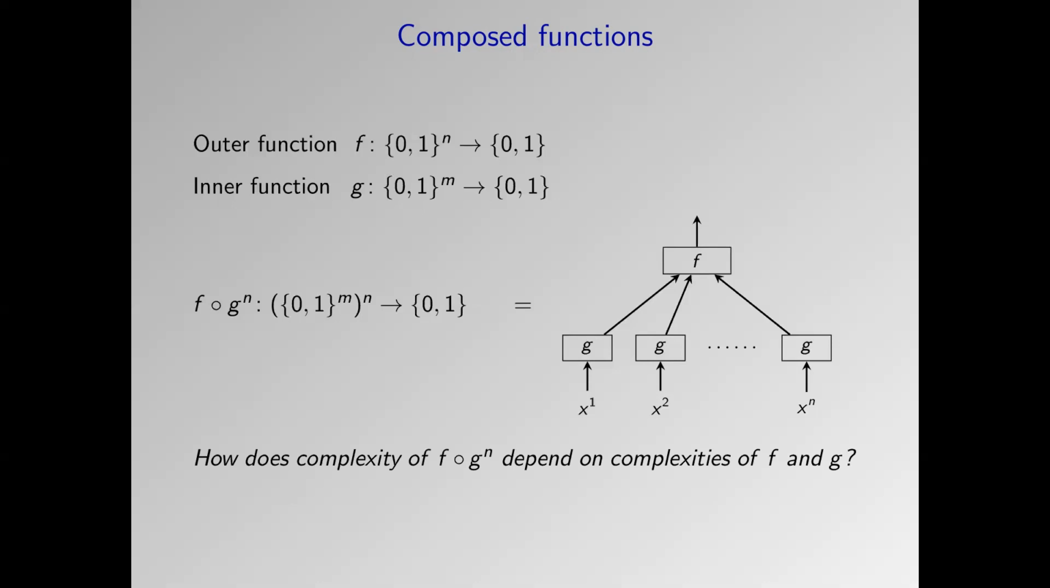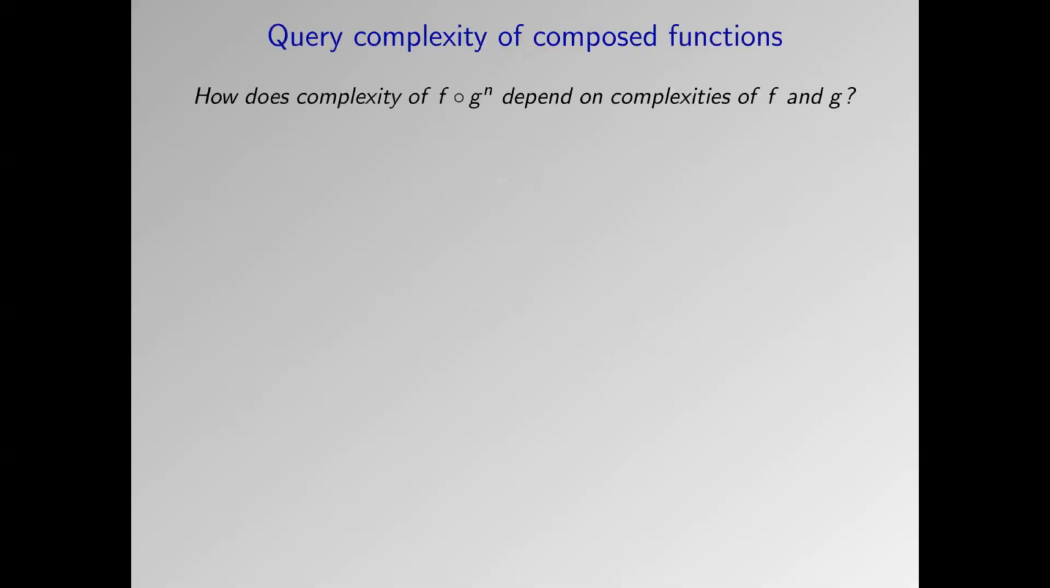A fundamental question we can ask about any model is, how does the complexity of a composed function depend on the complexities of f and g? We will study this question for query complexity. This is well understood in the settings of deterministic and quantum query complexity. For deterministic query complexity, the relationship is exactly multiplicative. To see the upper bound here, just note that to compute the composed function, you could just run a decision tree for f, and whenever it wants to query one of its input bits, just run the decision tree for evaluating the corresponding copy of g. And it's nearly trivial to see that this upper bound is tight for all f and g.